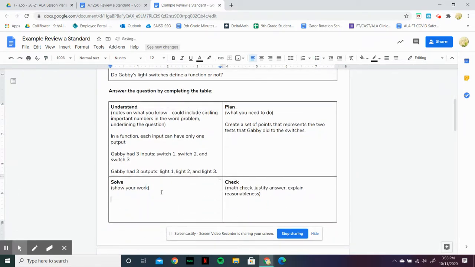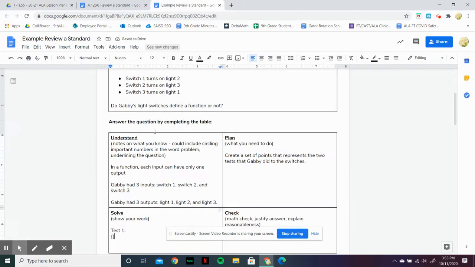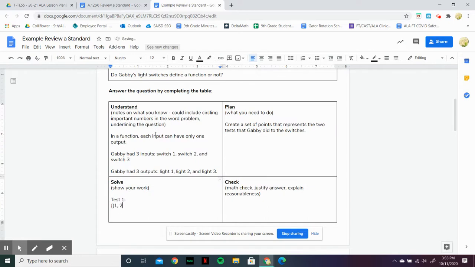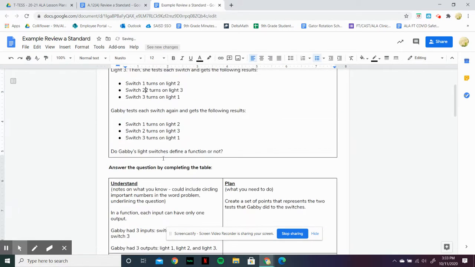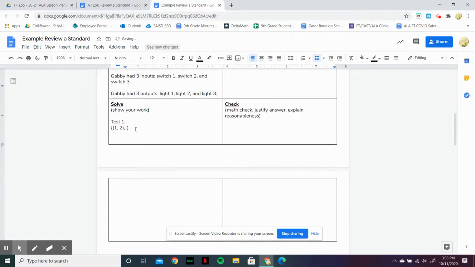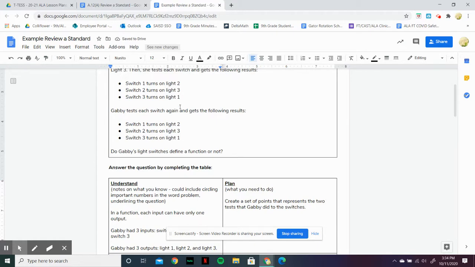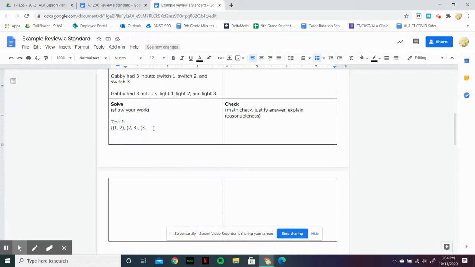So in the first test, Gabby flipped switch 1 and light number 2 came on. And then she switched switch 2 and what came on was light 3. And then finally she tested light switch 3 and light 1 came on. That was the first test.